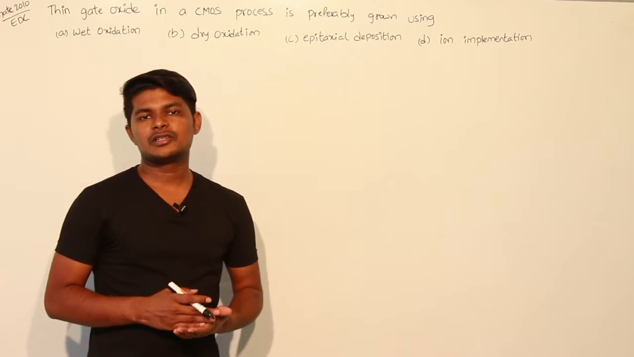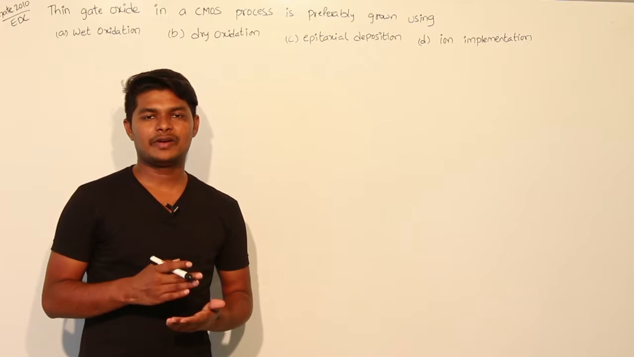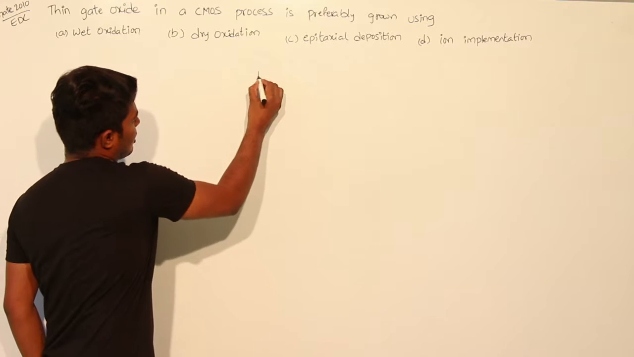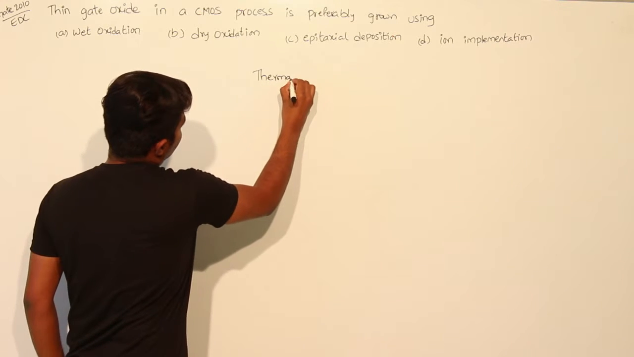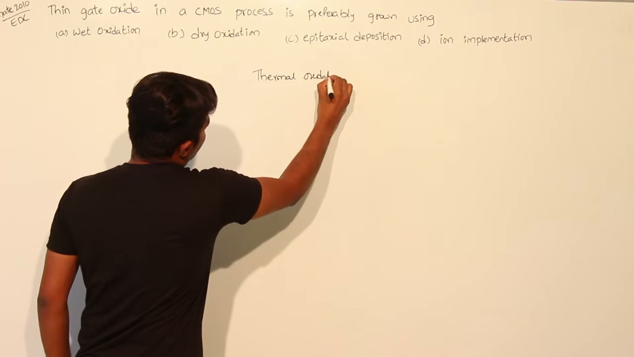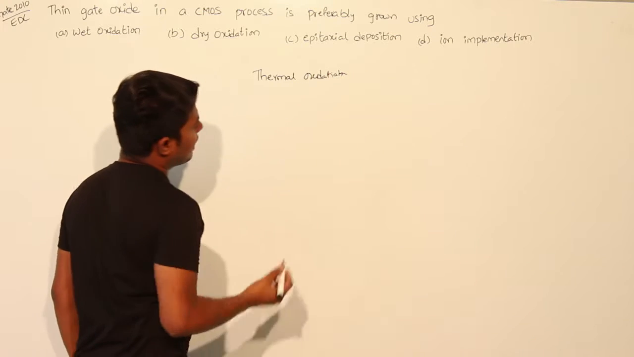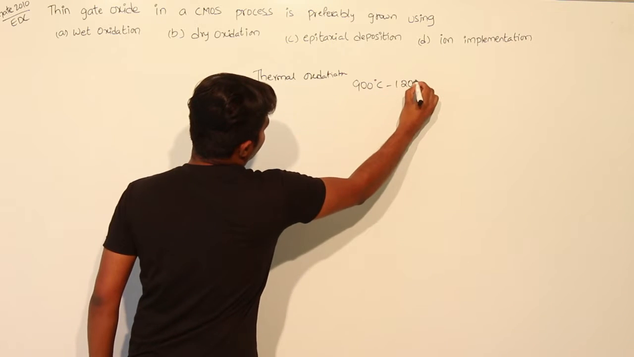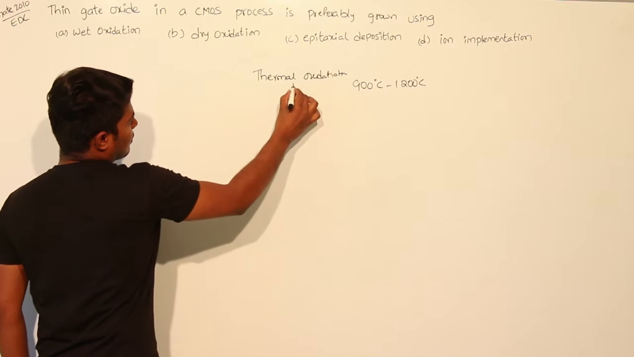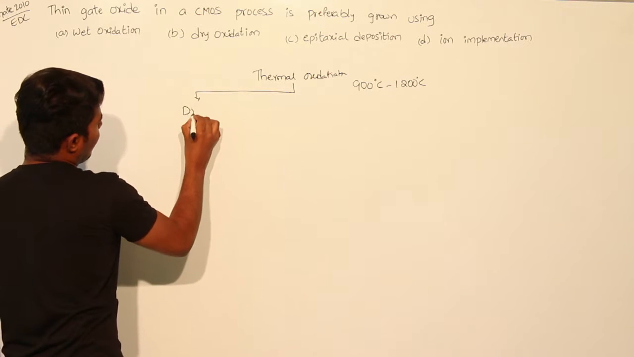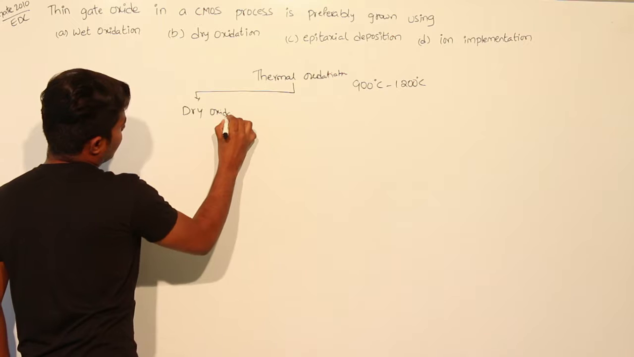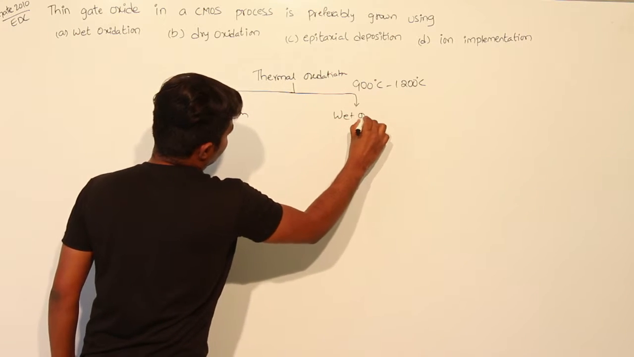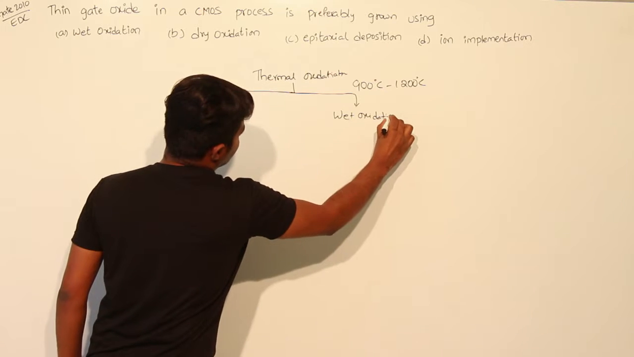We know that the oxidation process is nothing but the process of formation of SiO2 layer from silicon. Here we are dealing with thermal oxidation, a process carried out at very high temperatures that may range from 900 degrees centigrade to 1200 degrees centigrade. This is categorized into two types: dry oxidation and wet oxidation. We will see these two categories one by one.